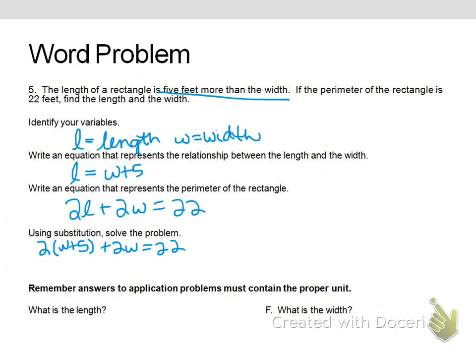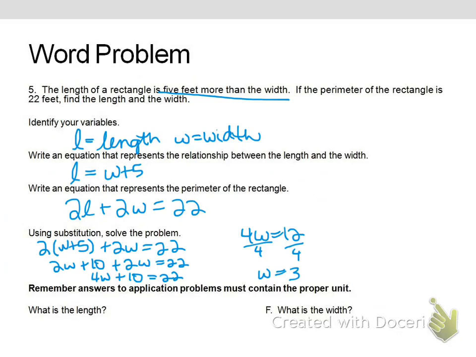Then I'm going to do some algebra. 2W plus 10 plus 2W equals 22. 4W plus 10 equals 22. 4W equals 12. That means W equals 3. 3 what? What are the units? 3 feet. If it doesn't give you any units, you just say units.